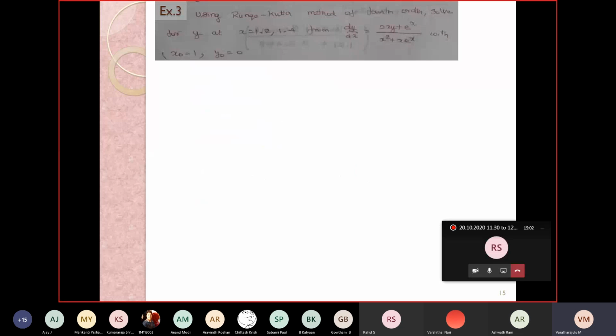This is for today's problem. Using the Runge Kutta method, please make a note that we will solve the problem using the Runge Kutta method of fourth order. Solve for y at x equal to 1.2 and 1.4 from dy by dx equal to 2xy plus e power x divided by x square plus x e power x, with x naught equal to 1 and y naught equal to 1.